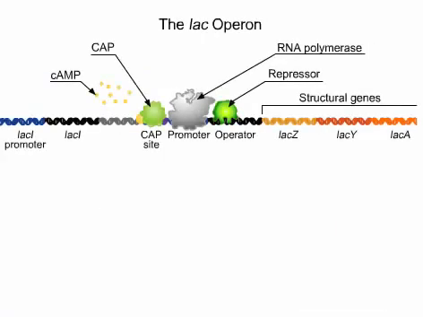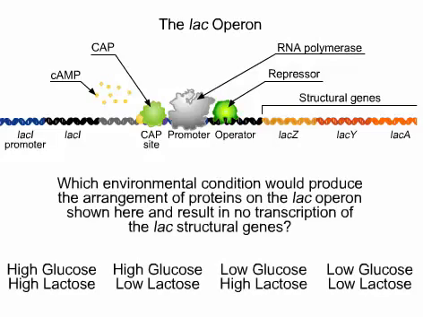Glucose and lactose both affect the transcription of the Lac structural genes. E. coli lives more efficiently because it can regulate expression of the Lac Operon based on the presence or absence of glucose and lactose. Given the illustration of the Lac Operon shown here, which condition is correct? Click the appropriate answer. When you're finished with this question, use the play or next button below to proceed to the next question.